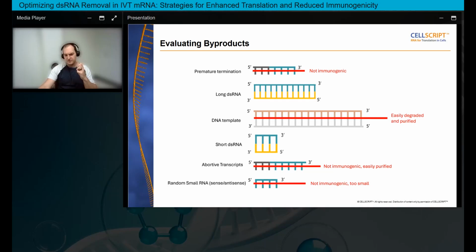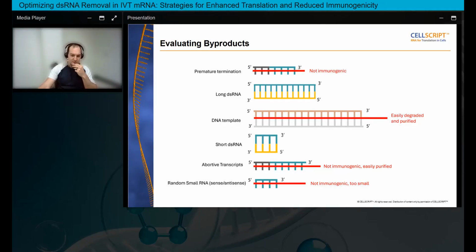For instance, premature termination and random small RNA and abortive transcripts, they're either going to be so small that they can be purified away easily, or because they are really just the sequence that you wanted, maybe just an incomplete version of it, they shouldn't be immunogenic. They should be clean sequences that don't cause any real problems. Even if they do persist, it's really not that big of a deal. The DNA template as well, it's very easy to degrade and purify away. So DNA template is never considered to be that much of an alarm. It's just a product.